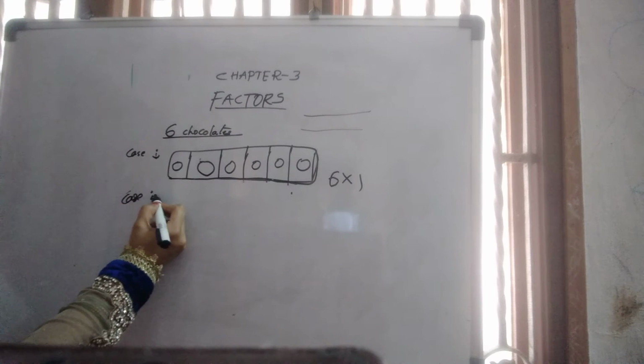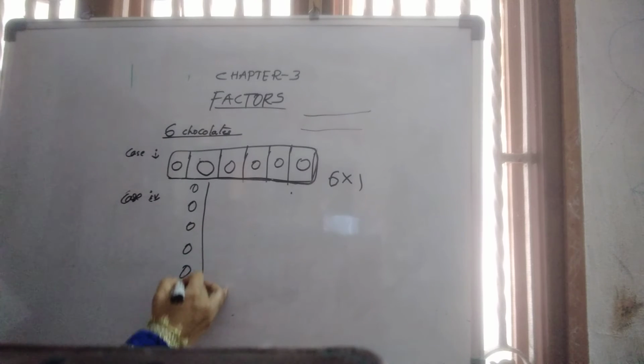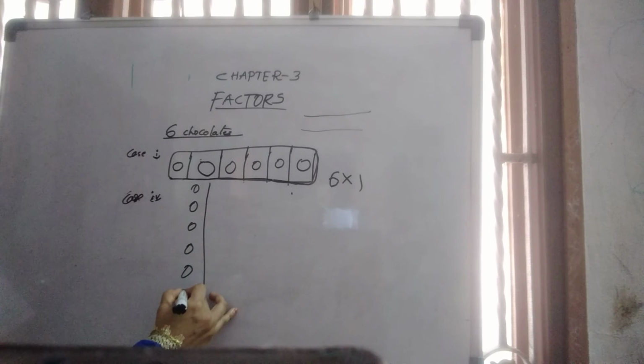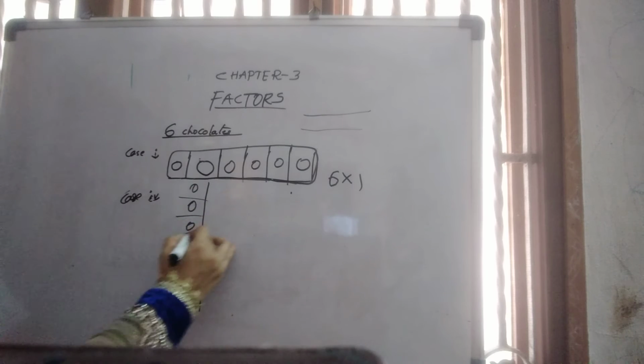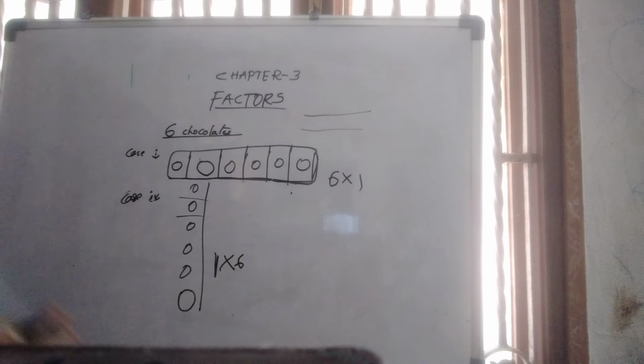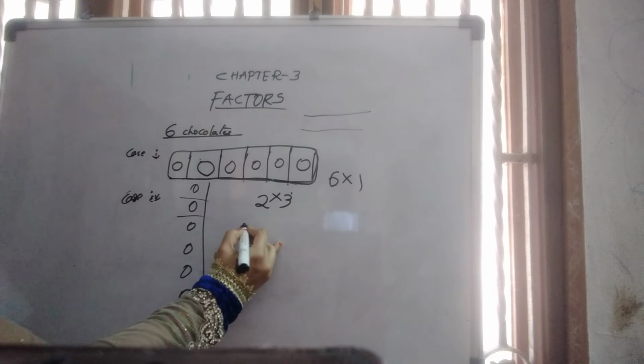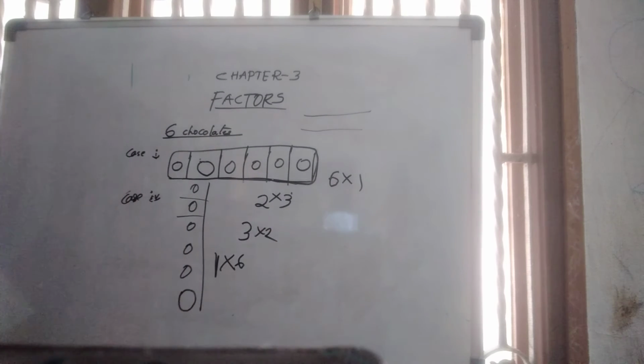Okay, let me try a fourth possible case. We take 1 column and 6 chocolates. 1 column into 6 chocolates, that is 6. Is there any other possible arrangement using all the 6 chocolates? No. From these arrangements, what do we observe? We observe 6 can be written as a product of 2 numbers in different ways. That is what we have to write here.